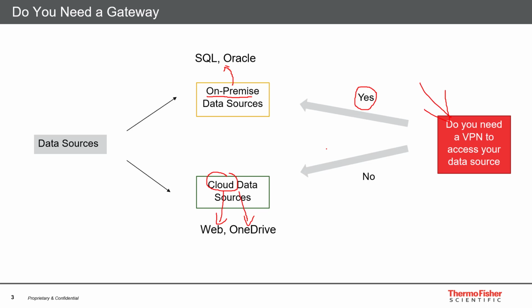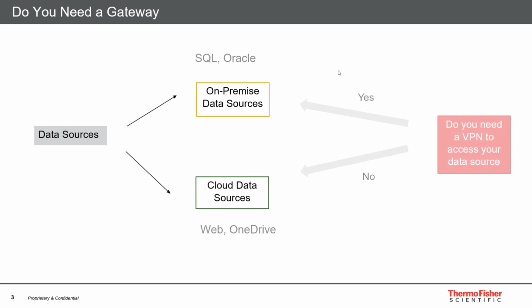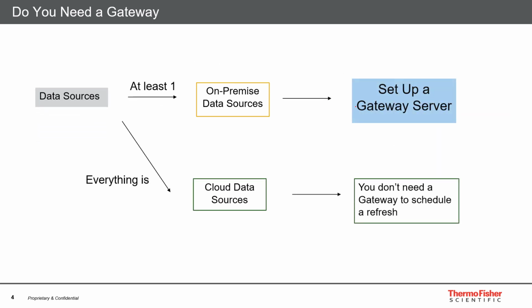Of course, the easiest way is to ask the admin of the data source, hey, is your data source on-premises or cloud? So why do I ask this question? The reason is because this decides if you need a gateway. If in your report you have at least one on-premises data source, you will need to set up a gateway. If everything, remember this, everything in your report is a cloud data source, then you don't need a gateway to schedule a refresh.